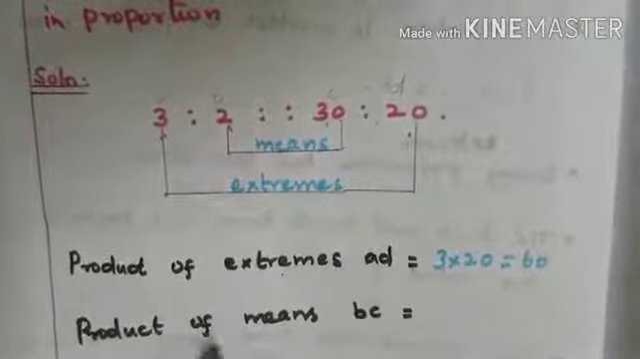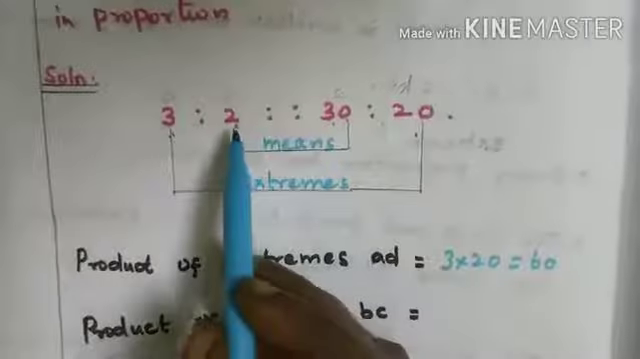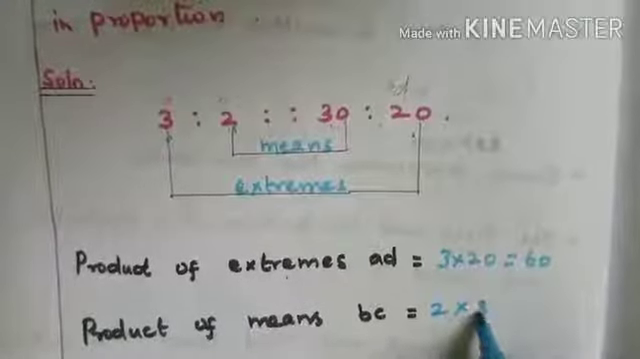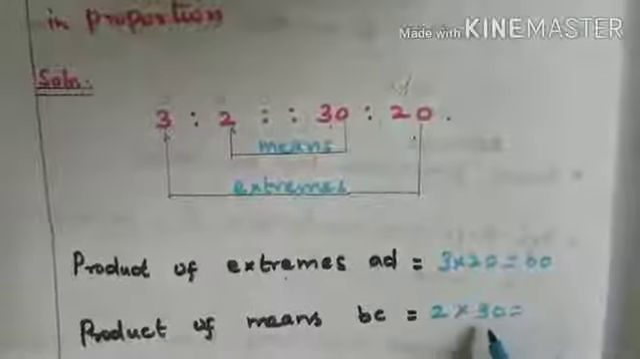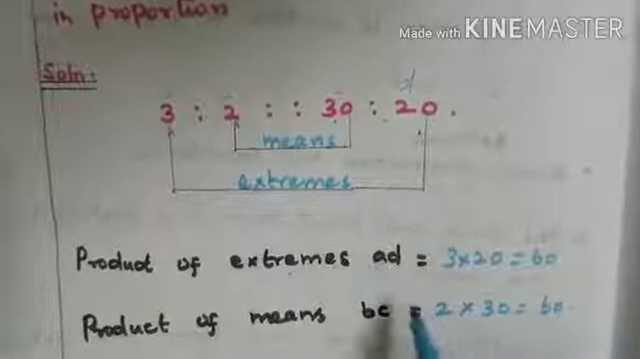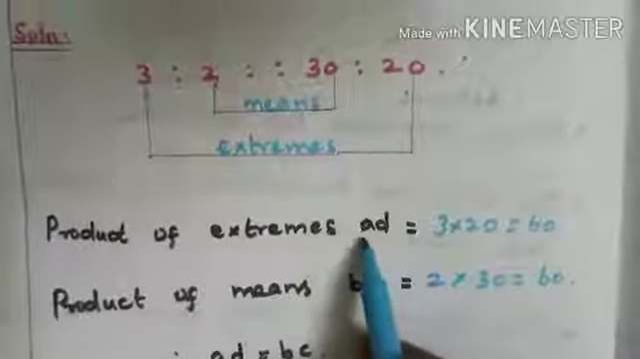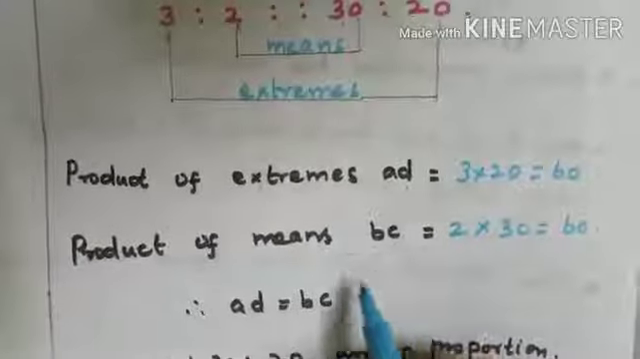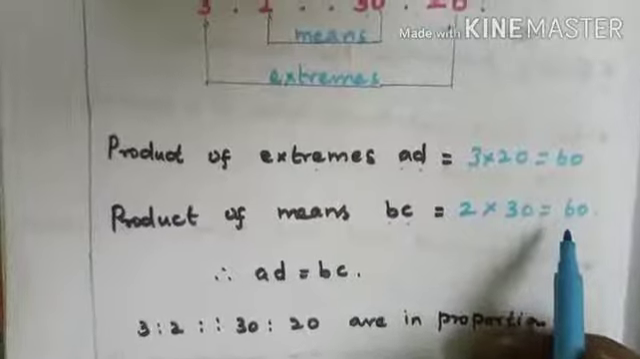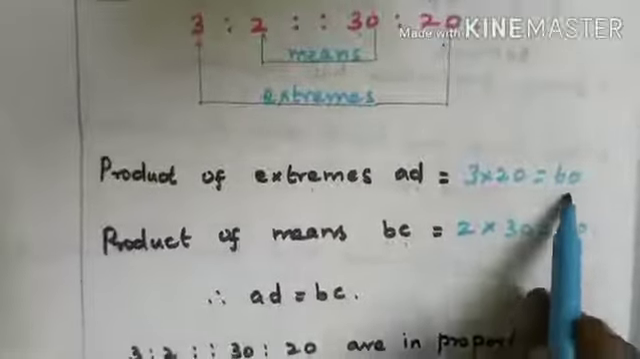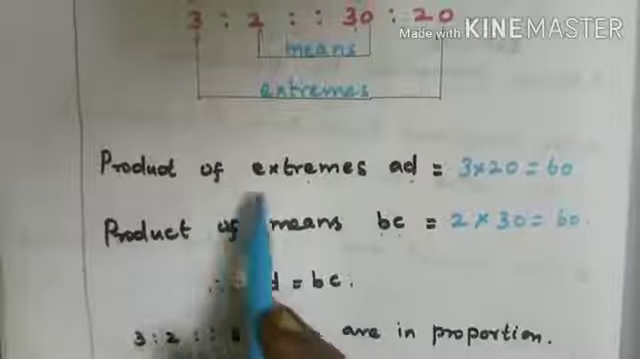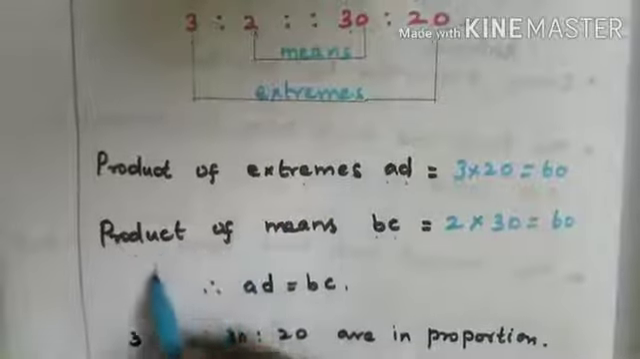Next, you see the product of means, BC. What is B? 2, and what is C? 30. Therefore 2 30s are 60. Now you see the product of extremes AD and the product of means BC are equal. We are getting the same answer, 60 and 60. Therefore the product of extremes is equal to the product of means.